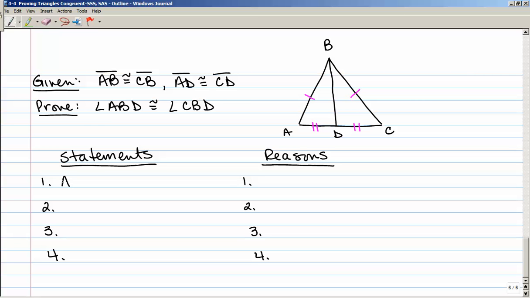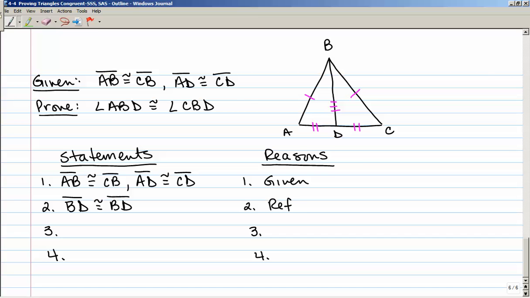Let's go ahead and state our given. AB is congruent to CB, and AD is congruent to CD, and that's given. The other thing I'm also noticing is that segment BD is congruent to itself. So let's go ahead and state that. And that's by the reflexive property.